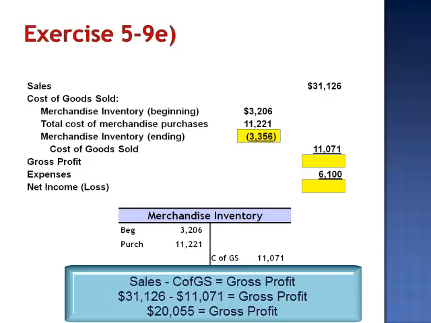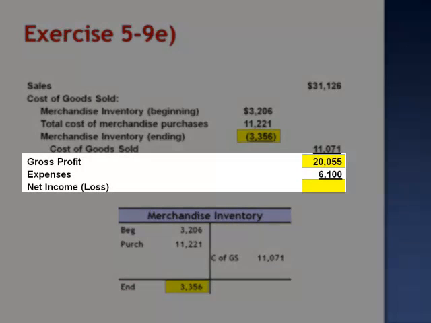Sales $31,126 less cost of goods sold $11,071 equals gross profit $20,055. Gross profit minus expenses equals net income or loss. $20,055 minus $6,100 is net income $13,955.